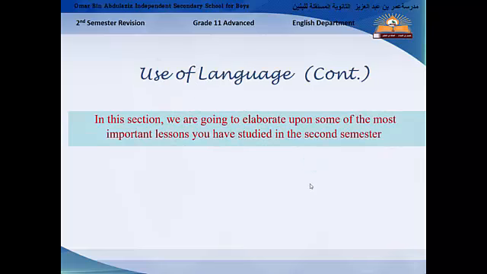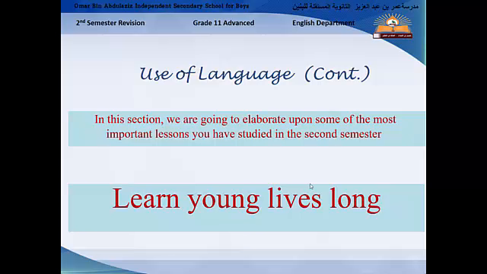Now we go to this section. We are going to elaborate upon some of the most important lessons you have studied in the second semester. Learn young, live long, meaning if you memorize any word now, you will remember it for the rest of your life. So please go for the vocabulary and divide it 10 by 10, 20 by 20, and memorize it by writing, because it will help you to write and even speak using this vocabulary.